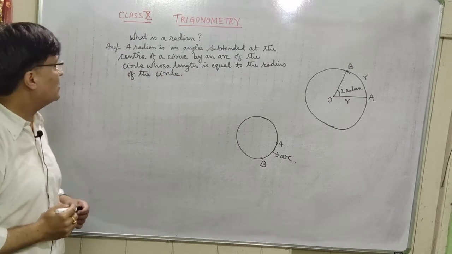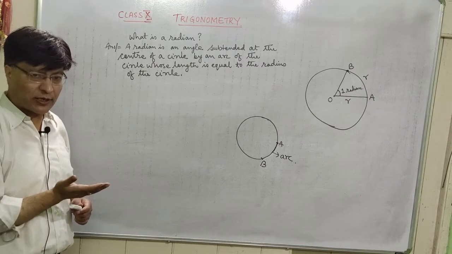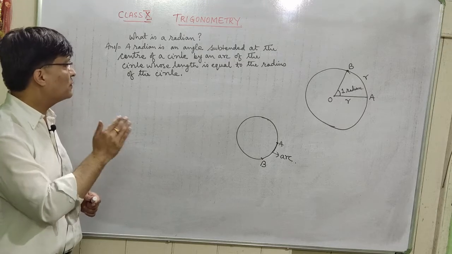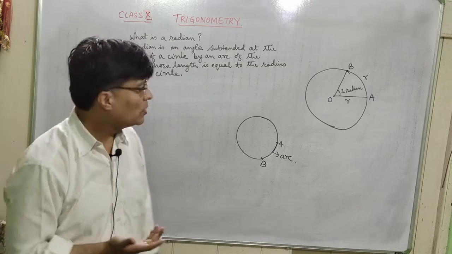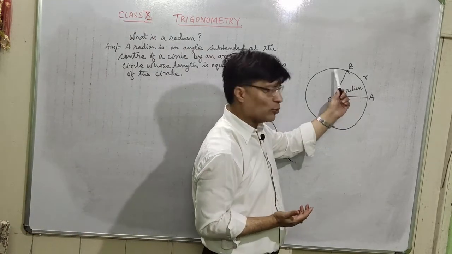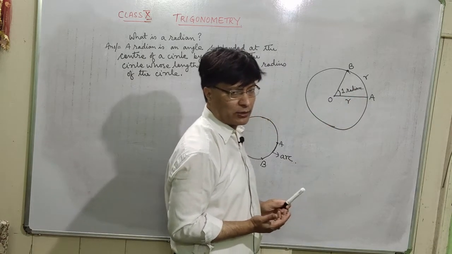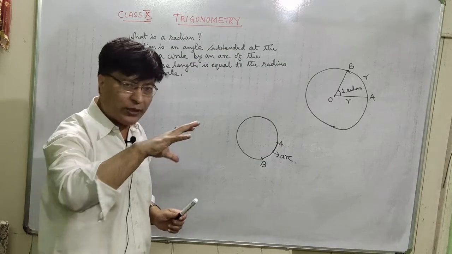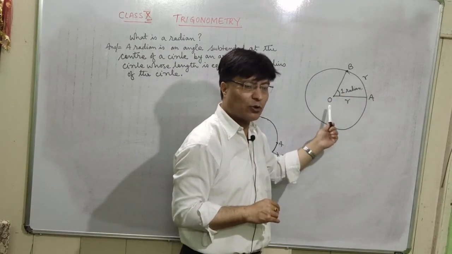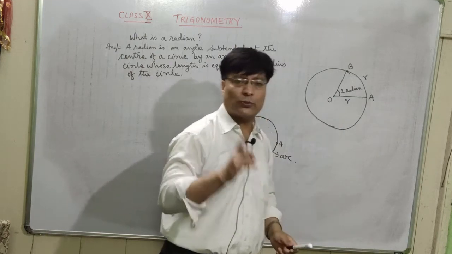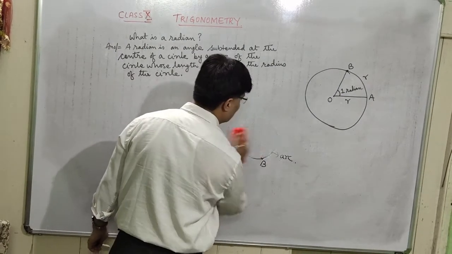Okay? So what is a radian? A radian is an angle subtended at the center O of a circle by an arc of the circle whose length is equal to the radius of the circle. So the arc AB that we have taken, its length must be equal to the radius of the circle. And that arc AB will subtend an angle at the center O of the circle, and that angle is known as what? 1 radian. Is that clear now? So I think you have understood it.